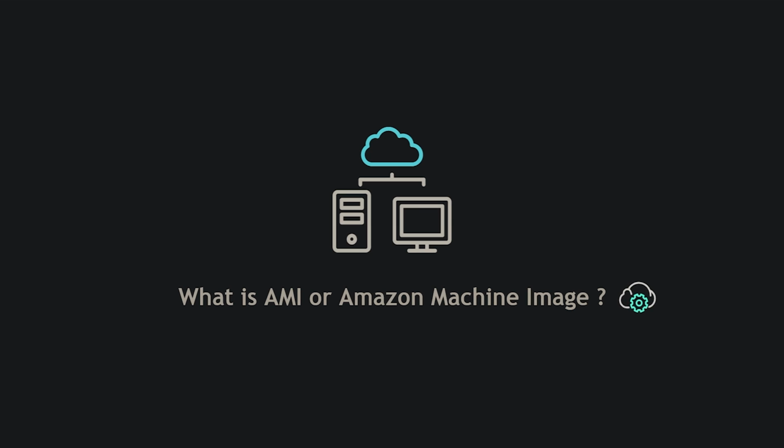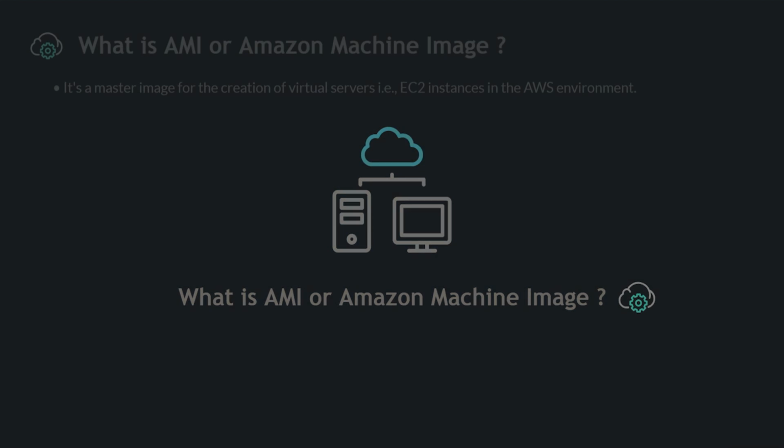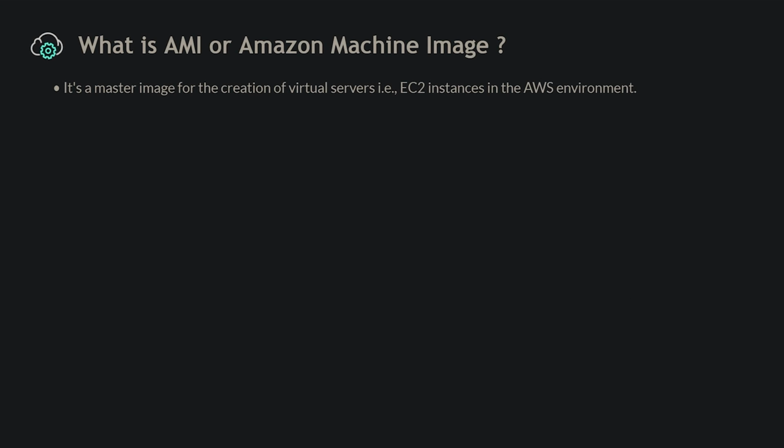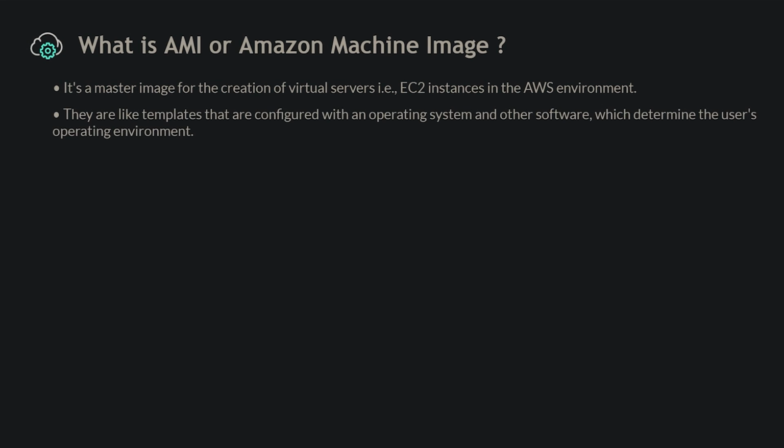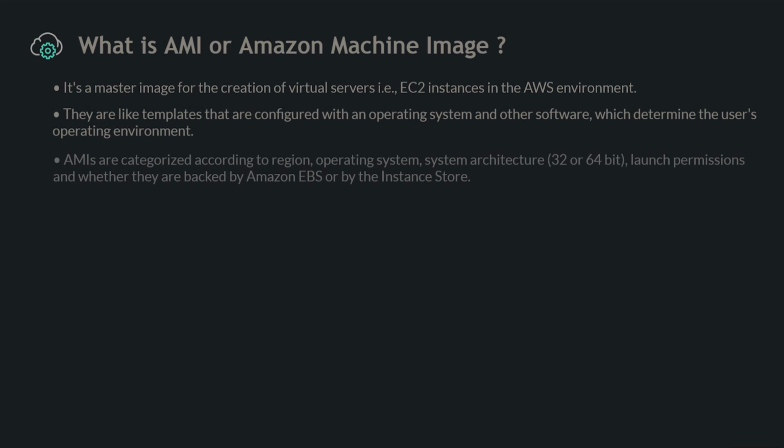So what is Amazon Machine Image or AMI? Well, Amazon Machine Image or AMI is a master image for the creation of virtual servers, for example, an EC2 instance in the AWS environment, right? And they're like a template that you can configure with an operating system and other software, which determines the user's operating system. AMIs are categorized according to the region, operating system, architecture, be it 32 or 64-bit, launch permissions, and whether they are backed by Amazon EBS or Elastic Block Store, or by the instance store.